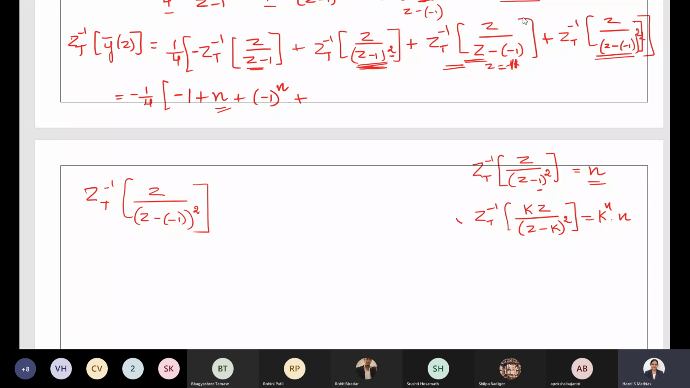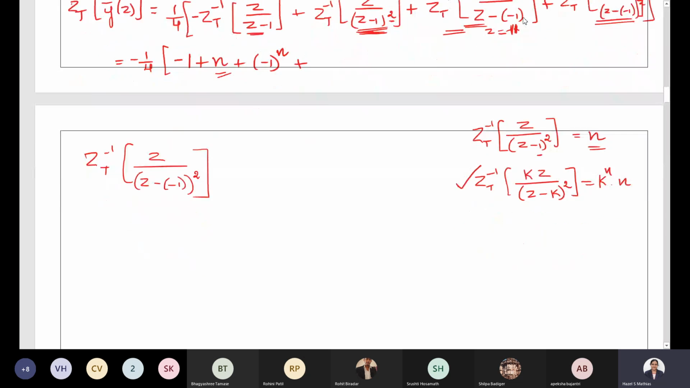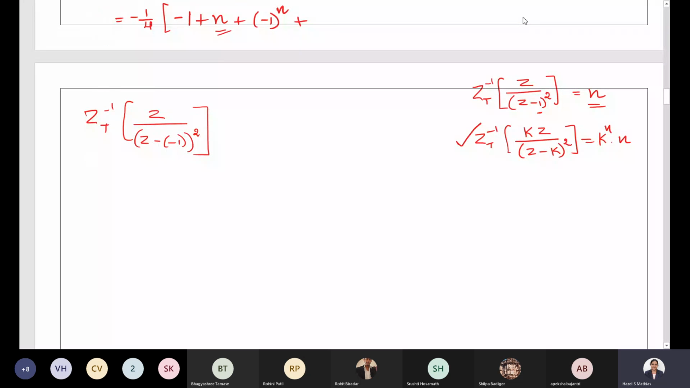But in the fourth step, k is not 1, it is minus 1. So in that case, you need to apply the second formula. If k is any number other than 1, then you have to go for the second formula, that is kz by z minus k whole square. So k is minus 1 in this case. In the numerator also we should have the k term in order to apply this formula. But in the numerator we do not have that k. So what we do? We write that as minus 1 divided by minus 1 into z divided by z minus of minus 1 whole square, so that we can apply this formula.